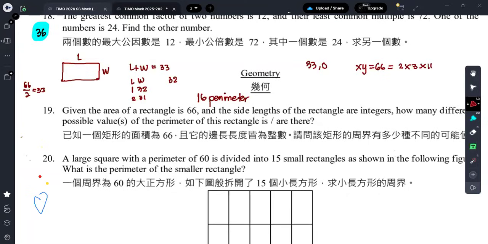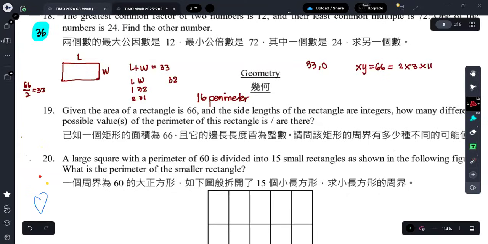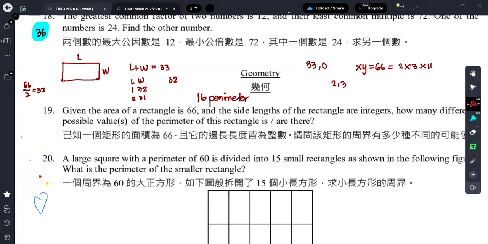Okay, so how many perimeters do we have? We can try 2 and 3, 2 and 11, 3 and 11. These are the possible ones. We can also have 66 and 1. Yes, the question said how many more, but not how many.